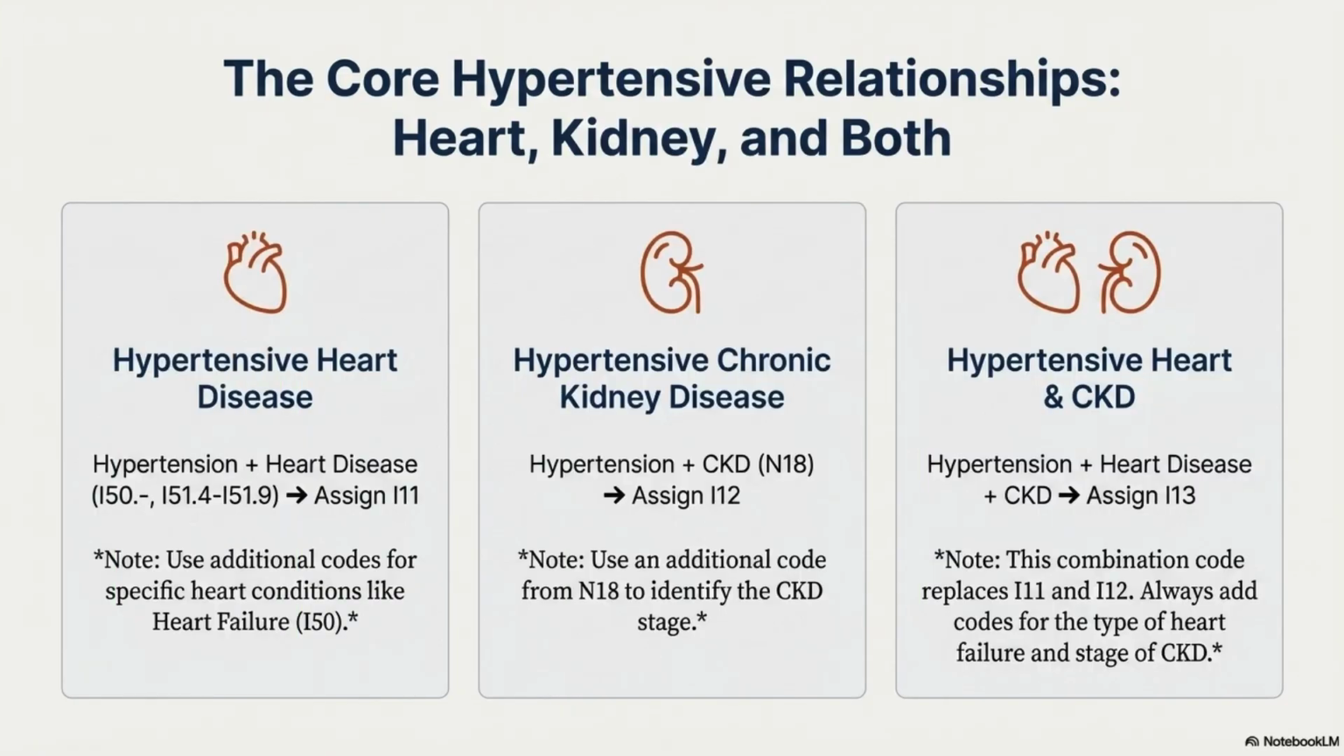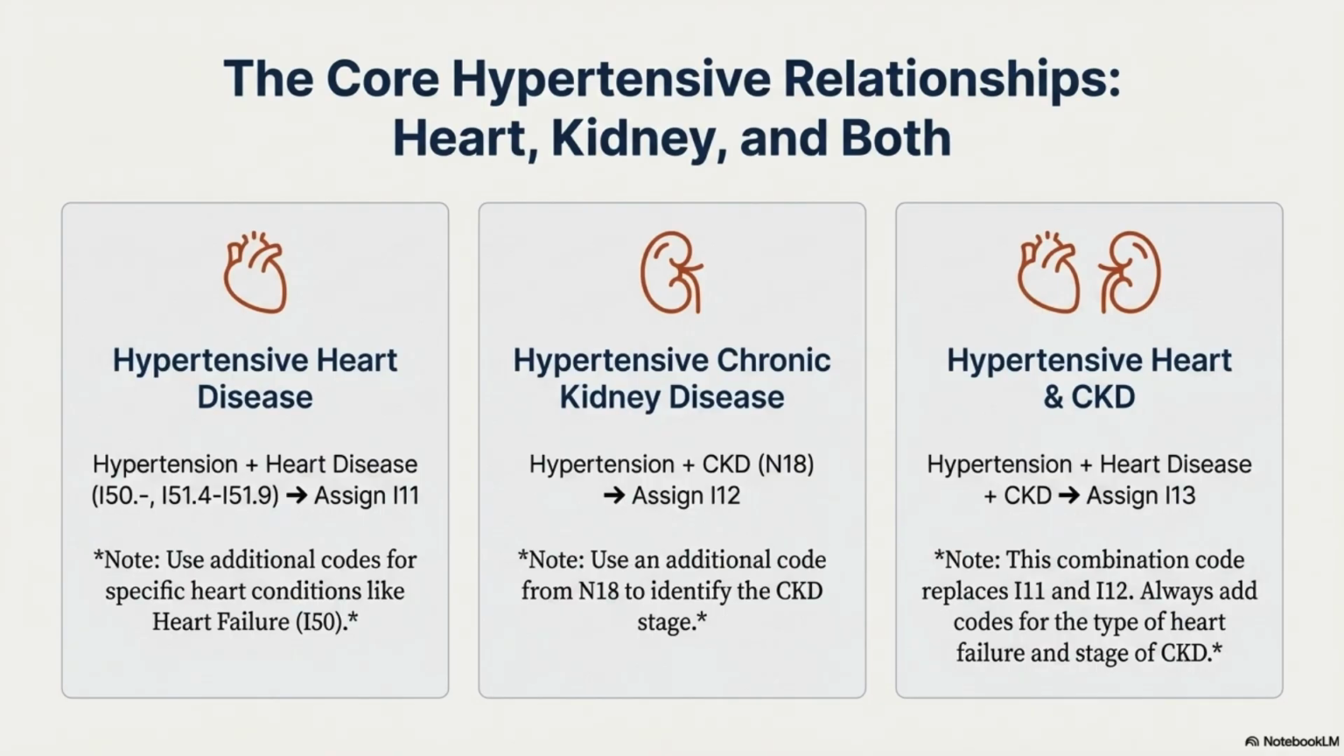Heart disease refers to structural or functional abnormalities of the heart, often caused by long-term pressure overload from hypertension. When hypertension appears with heart disease, ICD-10-CM assumes they're related. Assign I11 and add I50 if heart failure is documented.